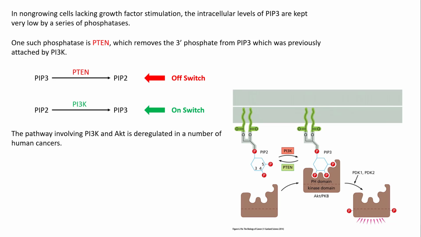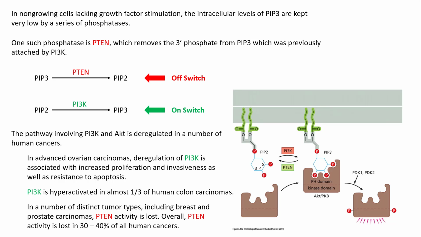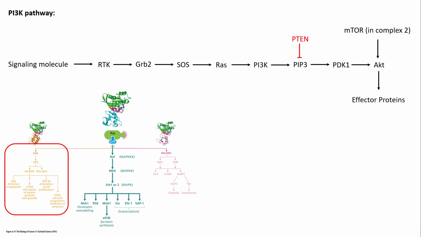The pathway involving PI3 kinase and AKT is deregulated in a number of human cancers. In advanced ovarian carcinomas, deregulation of PI3 kinase is associated with increased proliferation and invasiveness as well as resistance to apoptosis. PI3 kinase is hyperactivated in almost 1/3 of human colon carcinomas. In a number of distinct tumor types, including breast and prostate carcinomas, PTEN activity is lost. Overall, PTEN activity is lost in 30 to 40% of all human cancers. So here we're showing PTEN and how it inhibits the PI3 kinase pathway.